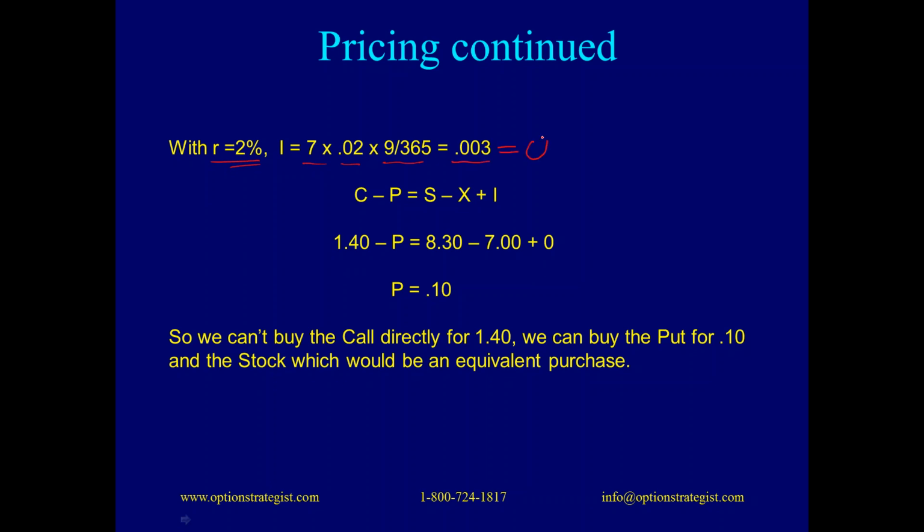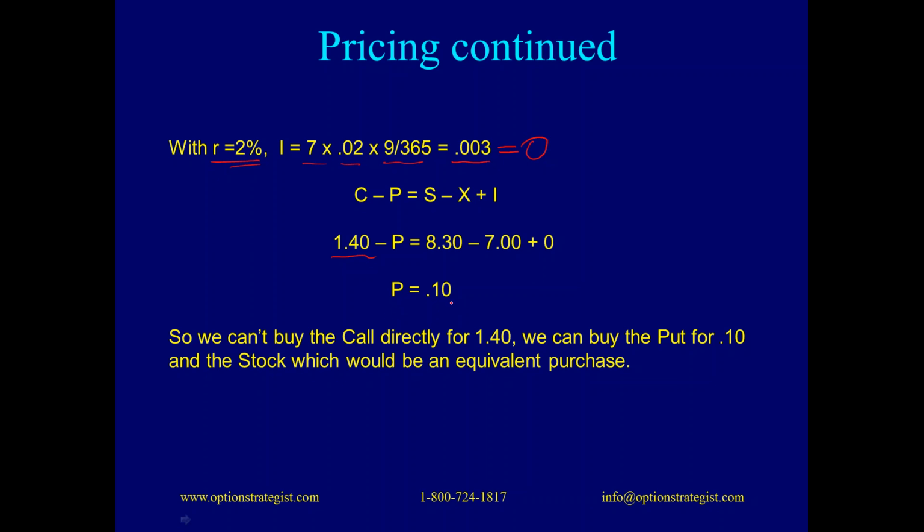That's effectively 0. Right? It's less than a penny. So then we have our beautiful equation. We put in the price of the call as $1.40, and we solve for the put. So $1.40 minus P is equal to $8.30 minus 7 plus 0, the amount of the interest, and we solve that, we get the put is equal to 10 cents.